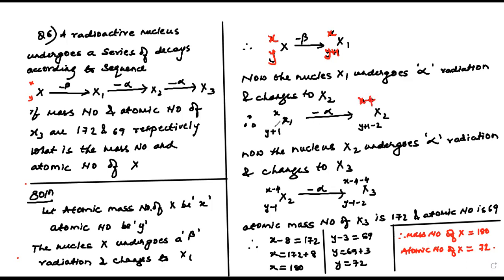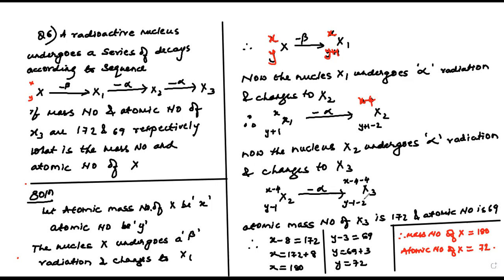And atomic number will decrease by 2. Say Y plus 1 will decrease by 2, Y plus 1 minus 2. You can see here. Okay, this remains. Now, again, this nucleus X2 undergoes an alpha radiation and changes to X3. So what happens? This X2 has atomic mass number X minus 4 and atomic number Y minus 1. Again, alpha radiation is given out. Again, the atomic mass number should reduce by 4 and atomic number should reduce by 2.